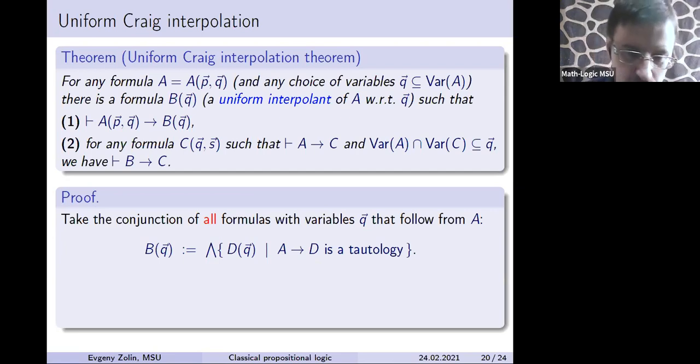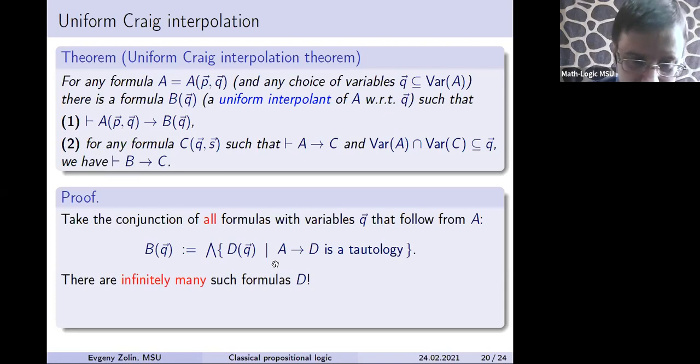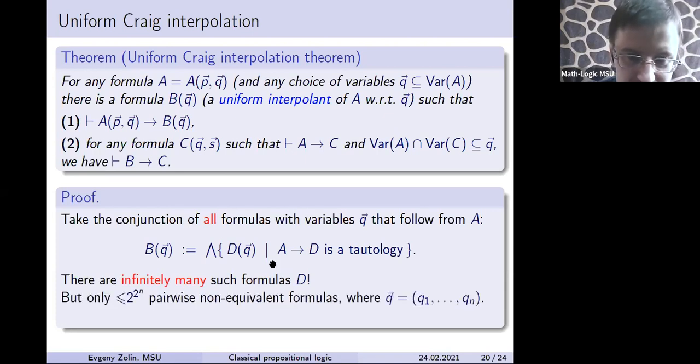The question is how can we take a conjunction of all these formulas? There are infinitely many formulas, but only finitely many pairwise non-equivalent. Many of them will be equivalent, so we can just take one formula for each equivalence class. So if Q has n variables, there are at most 2 to the power n non-equivalent formulas. And so we can take just one formula for each equivalence class.